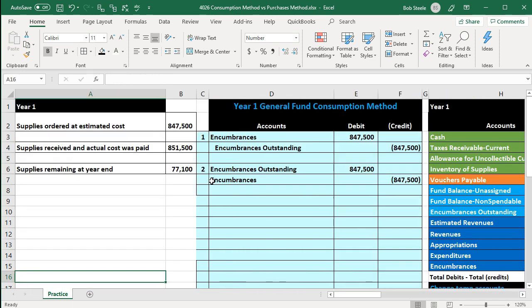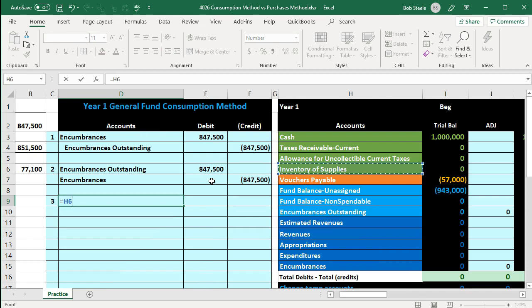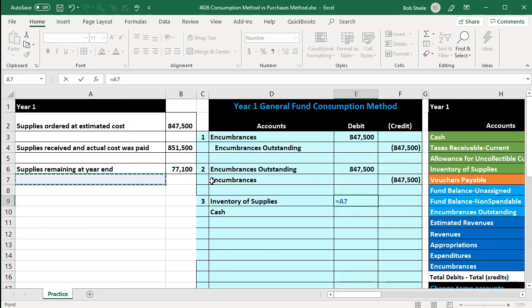Then we're going to record the supplies, and we're going to record this as an asset. So now we got the supplies. We're going to record it on the books as an asset. So we're going to say, all right, there's the supplies, asset. And we're going to say that we paid cash. So we're going to say cash, credit. Okay, and this is going to be for the actual amount.